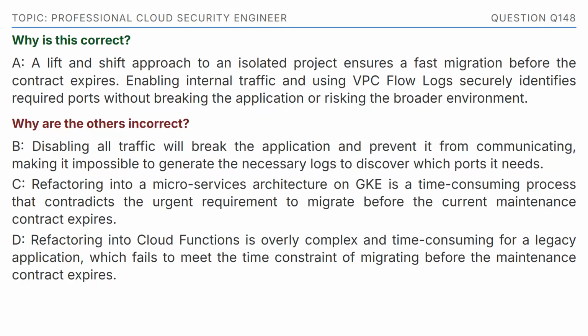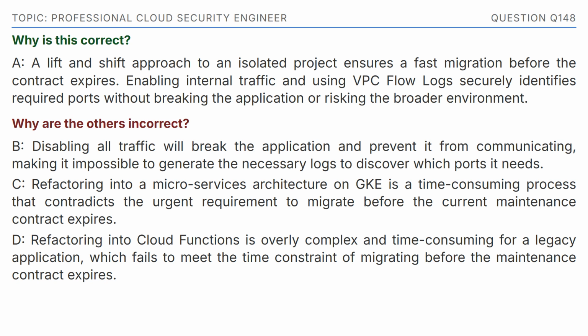Why is this correct? A lift and shift approach to an isolated project ensures a fast migration before the contract expires. Enabling internal traffic and using VPC flow logs securely identifies required ports without breaking the application or risking the broader environment. Why are the others incorrect?